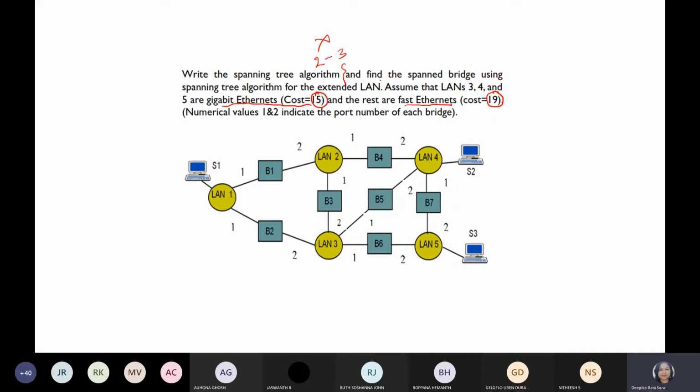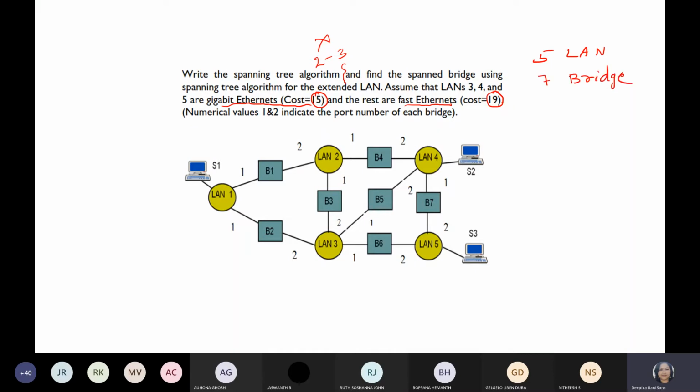Then what is the next part? Find the span bridge using spanning tree algorithm for the extended LAN. Assume that LAN 3, 4 and 5 are gigabit Ethernet cost with 15. So first we have to find out how many LANs are there and how many bridges are there. How many LANs are there guys? 5 LAN, ma'am. How many bridges are there? 7 bridge, ma'am. 7 bridge.